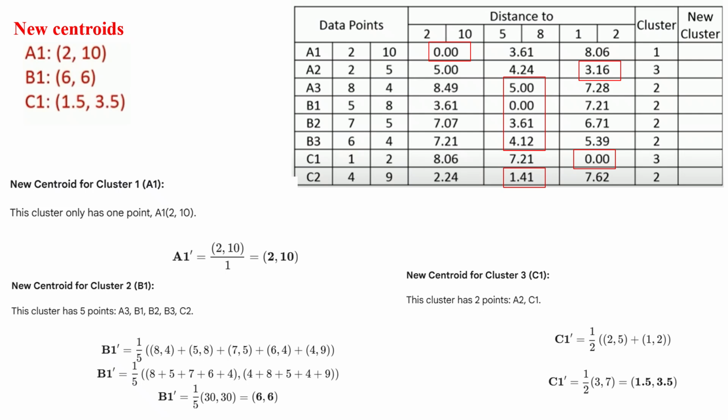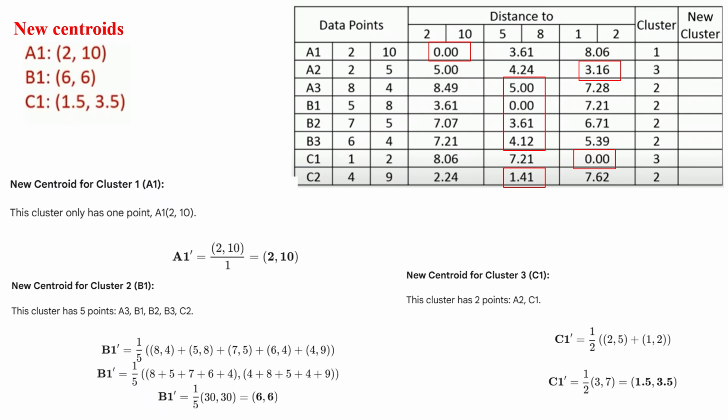We are going to take an average. So 8 plus 5 plus 7 plus 6 plus 4 for the x value. Y value: 4, 8, 5, 4, 9. All of these we have added and then taken the average by dividing by 5. So we got 6, 6 for the B cluster.